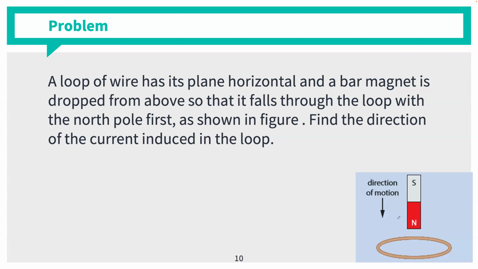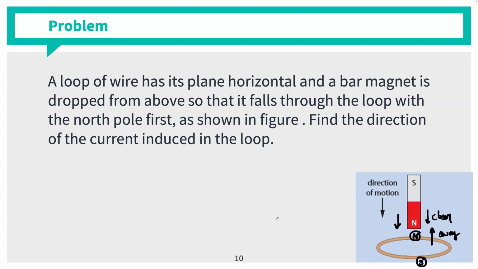Okay, so we'll see. As north is approaching, the magnet is trying to come closer to the loop. But what will the loop do to it? It will say, no, go away. I will not let you come closer. That's what Lenz's law states. And this can only be possible by having a north pole on the top in the coil and south pole at the bottom of the coil.